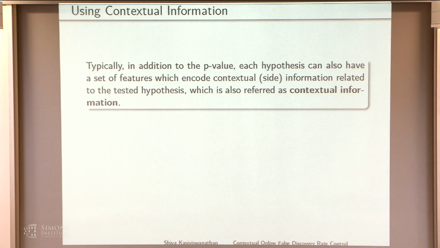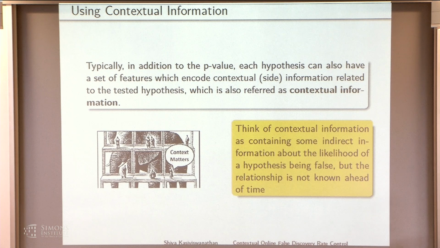So what is contextual information? I started with offline hypothesis testing, we went to the online model, and now I need to add this word contextual. Typically when you do these tests, in addition to the p-values, you also have some side information related to the test. This side information or contextual information is something that you can utilize to make your test better. Roughly, you can think of contextual information as some indirect information that measures the likelihood of a tested hypothesis being false, but you don't know the relationship ahead of time. It is some kind of indirect indicator of the hypothesis being false, but you don't know exactly what the relationship is a priori.